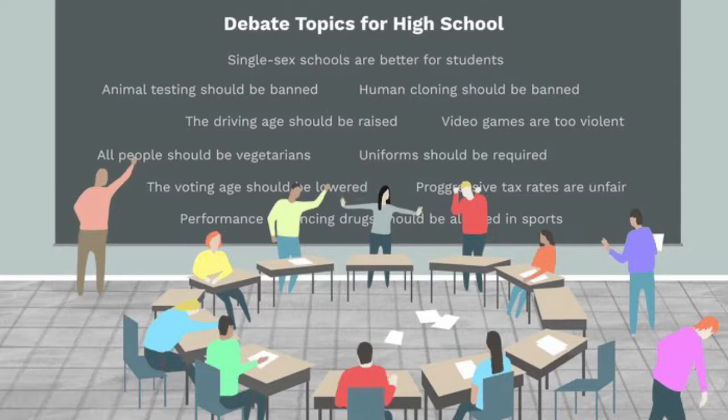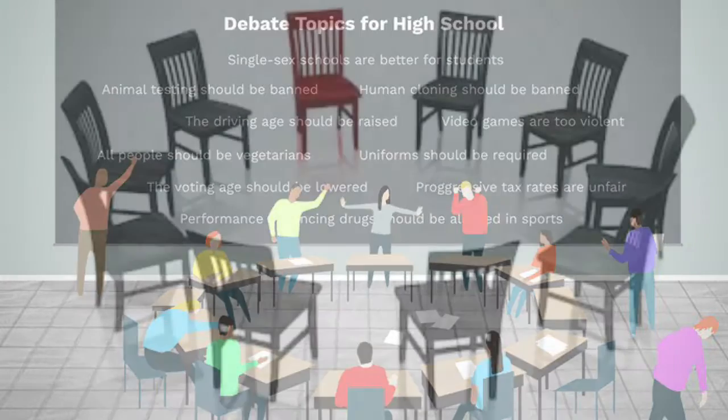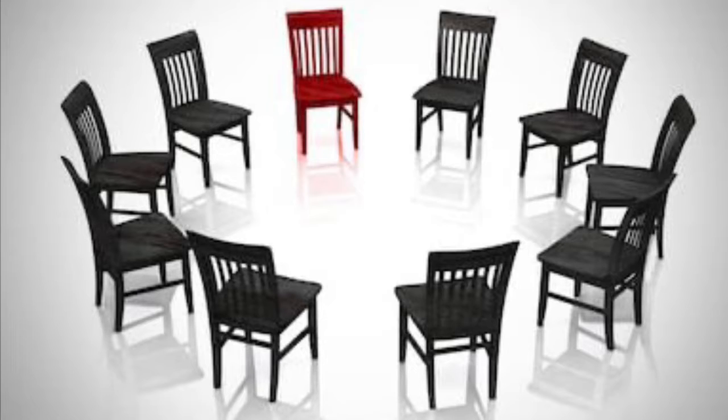Next, you'll need to set up the room. A fishbowl discussion requires a circle of chairs, like a fishbowl, and enough room around the circle for the remaining students to observe what's happening inside the fishbowl.